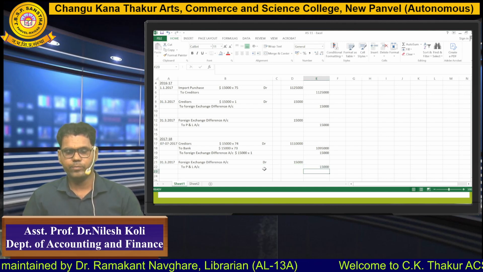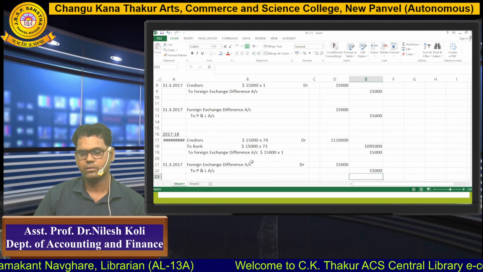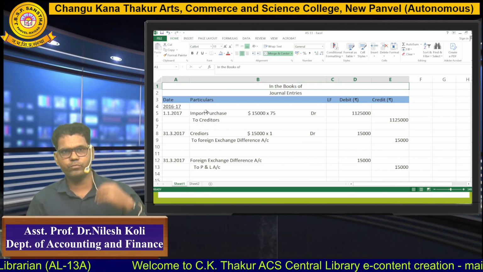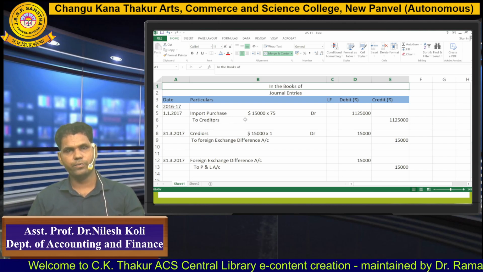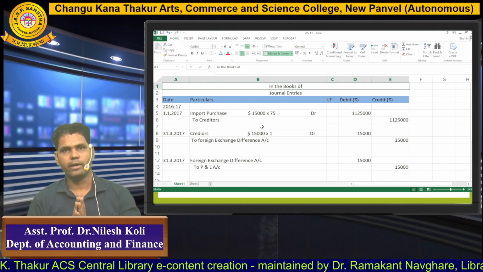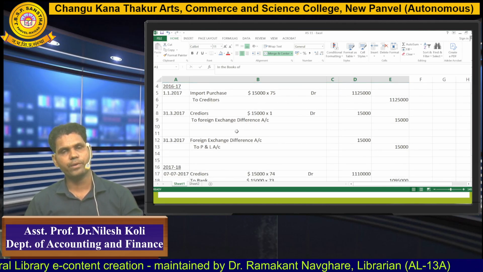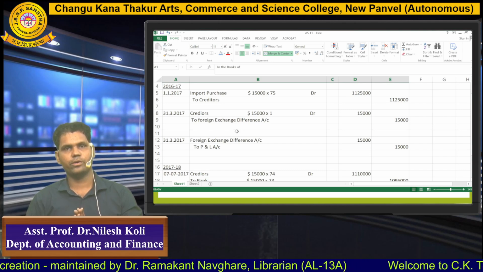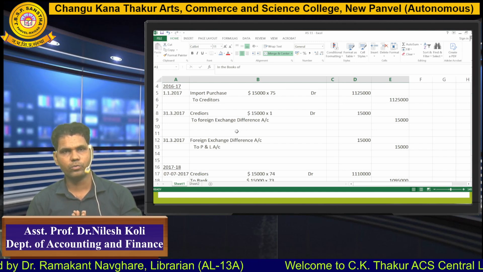It means here what we did, if you see, here import purchase is there, to creditors 15,000 dollars at the rate of 75. First we record the transaction at the rate of 75 per dollar. Then we are going to make the payment in the subsequent financial year. Hence, on 31st March 2017, whatever the foreign exchange rate is prevailing, according to that we have to give the effect in our books of account.